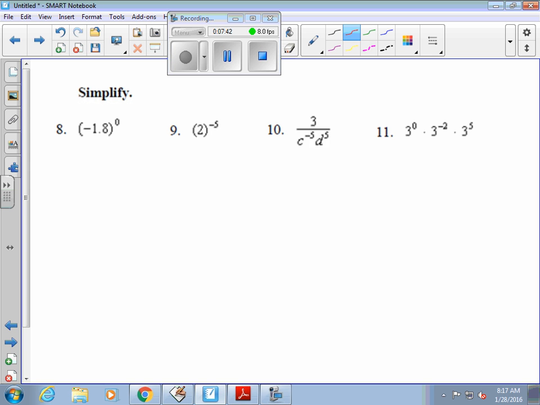Number 8 tells you negative 8.1 to the 0 power. Anything to the 0 power is 1. Number 9 tells you 2 is being raised to the negative 5 power. A negative exponent tells you to ride the elevator. It becomes 1 over 2. It's now to the 5th power. 2 to the 5th power is 32. So it's 1 over 32.